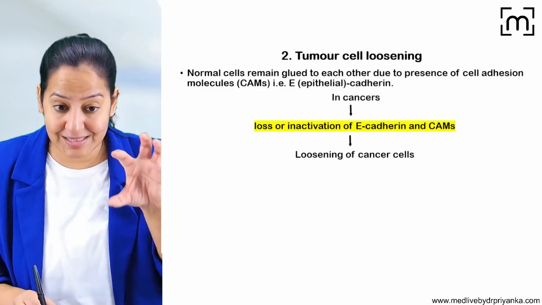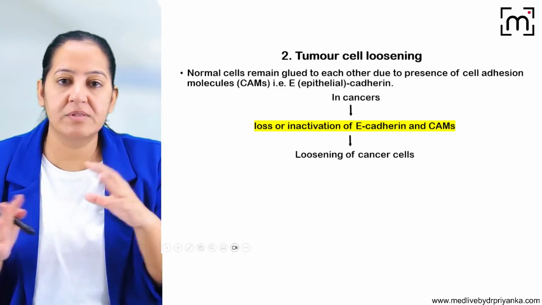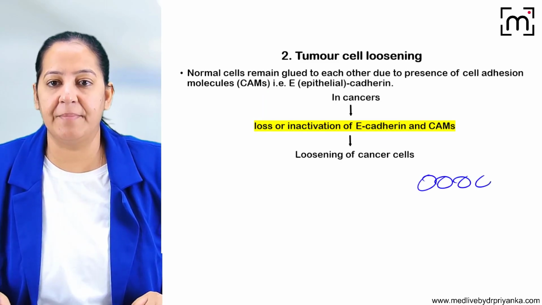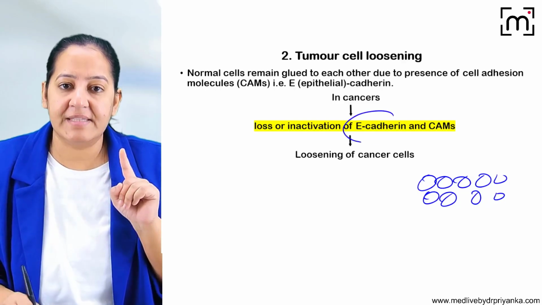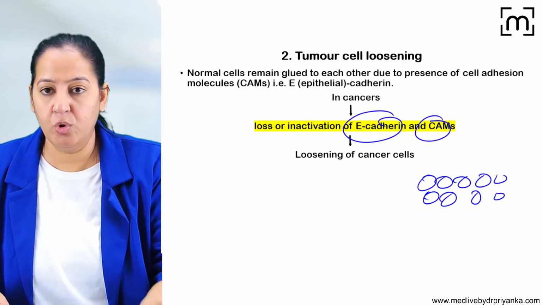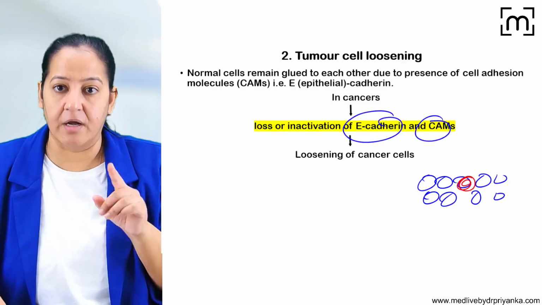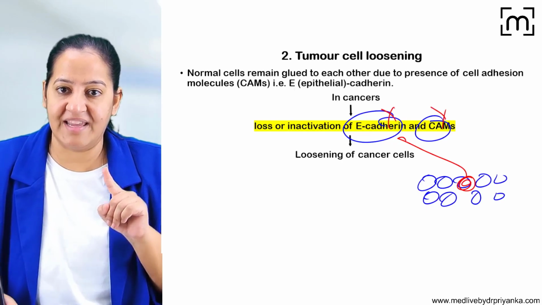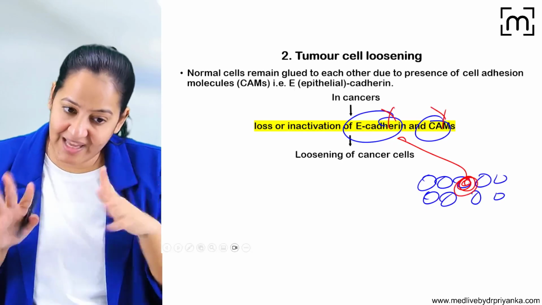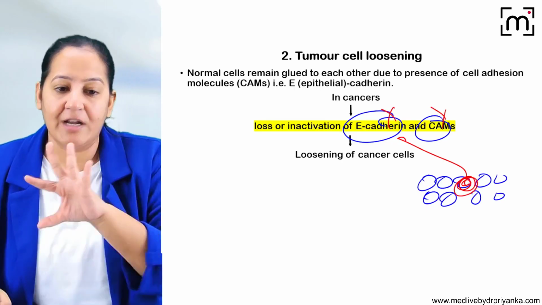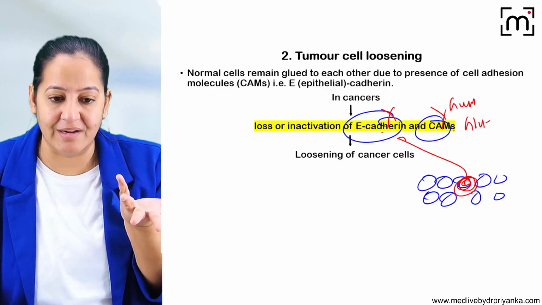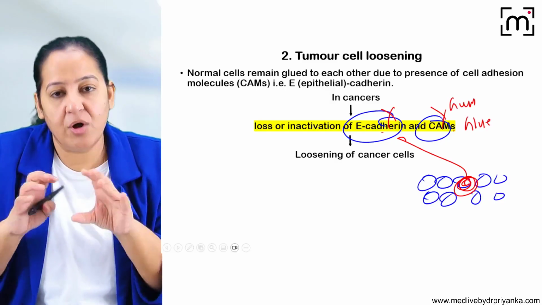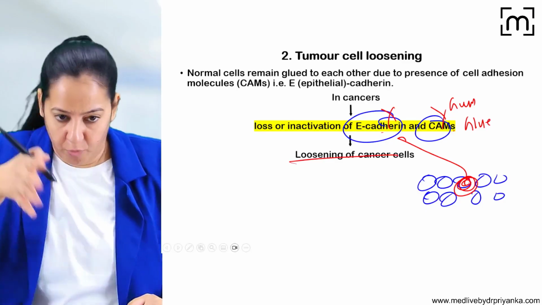The second step: this highly aggressive clone will loosen from all others. You can see this is the primary tumor. Tumor cells are adhered to each other with the help of a glue, that is E-cadherin and CAM. So if you want to loosen this cell from all others, it has to lose E-cadherin and CAM. If this cell loses the E-cadherin and the CAM, it will get loosened. So these two are like the glue. If the glue is lost, it will become loosened. Now it can move.